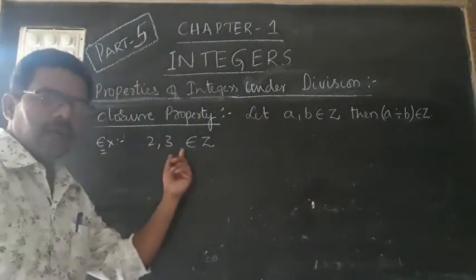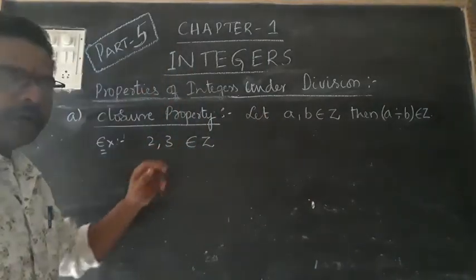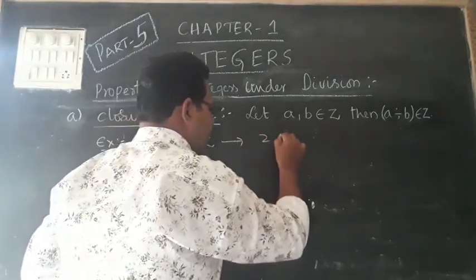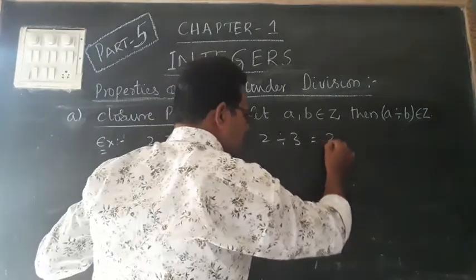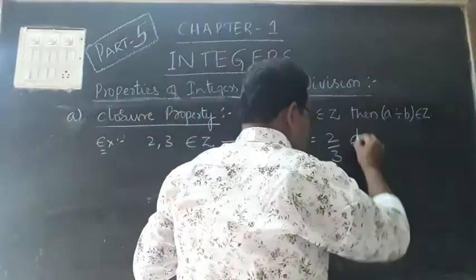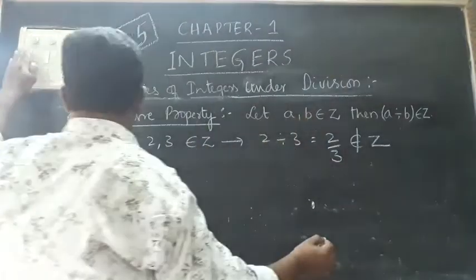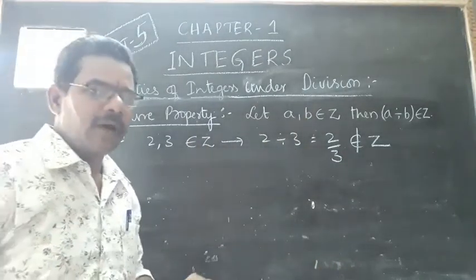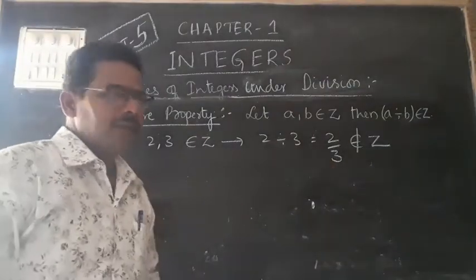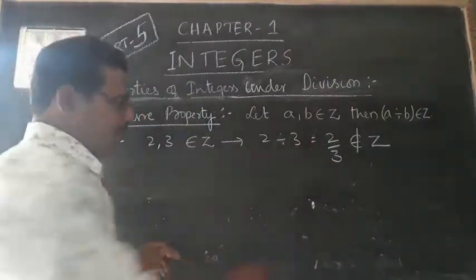For example, I have taken 2 and 3. They belong to the set of integers. If I take 2 divided by 3, I will get 2 by 3. It's a fraction. It does not belong to the set of integers. So this is not following closure under division.